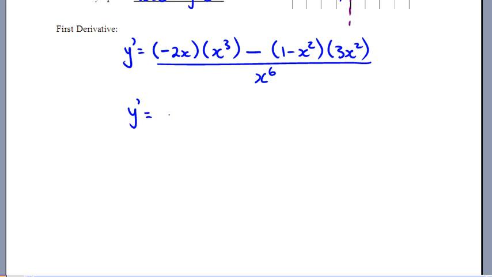Looks like we have for our first derivative a -2x to the 4th. And then some foiling here. We're going to have a minus 3x squared and then a plus 3x to the 4th. Oh, we've got a couple of x to the 4th terms, all sitting on top of an x to the 6th.